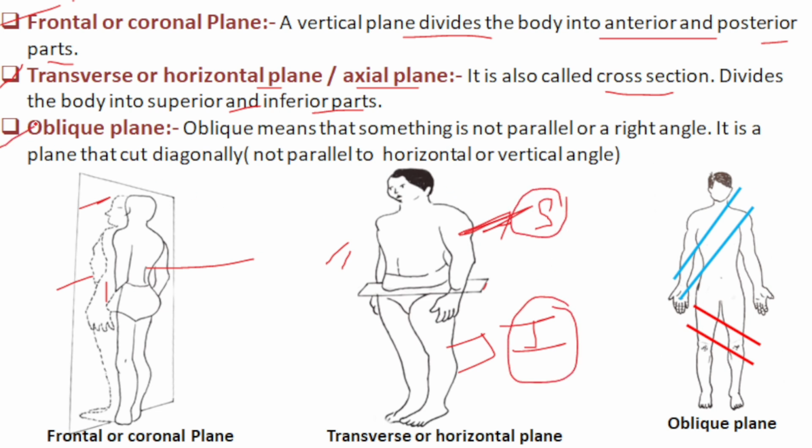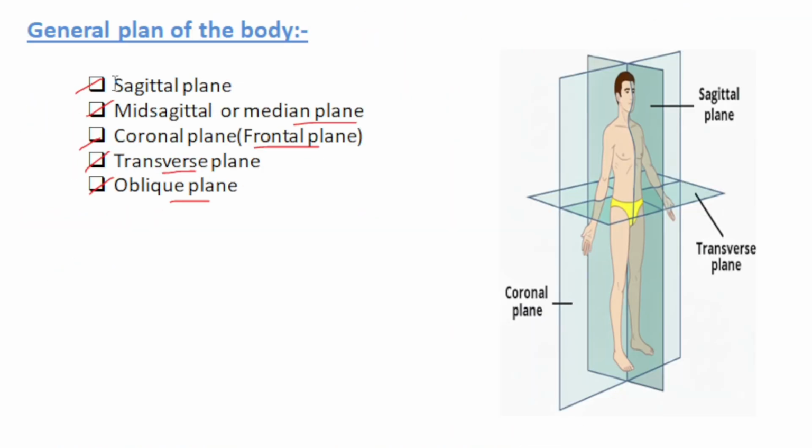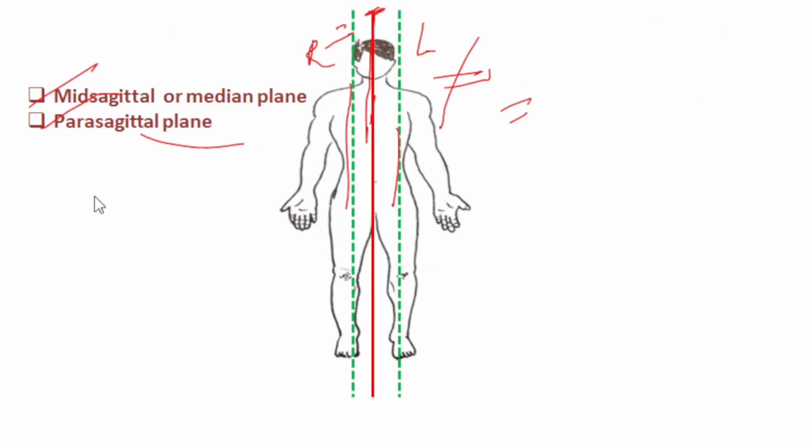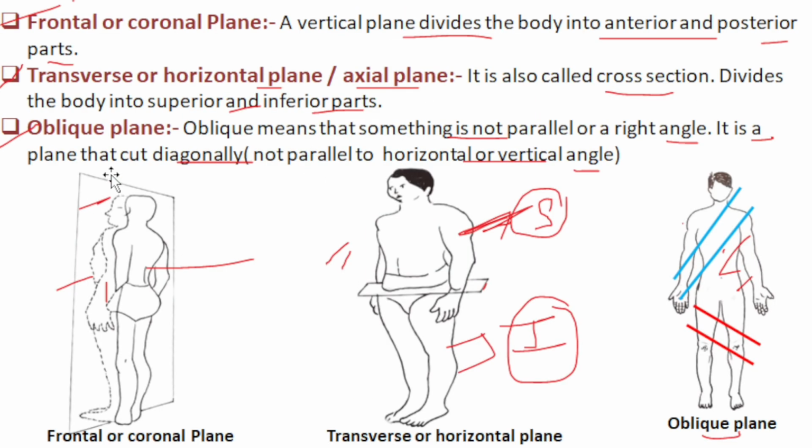Then oblique plane. Oblique means that something is not parallel or at a right angle. It is a plane that cuts the body diagonally, not parallel to the horizontal or the vertical angle. You see in this image that the oblique plane cuts the body diagonally, which is not parallel to the horizontal or the vertical angle. So mainly these are the important planes of the body: sagittal plane, mid-sagittal plane, parasagittal plane, frontal or coronal plane, transverse plane, horizontal plane, axial plane, oblique plane. So these are the main planes of anatomy.